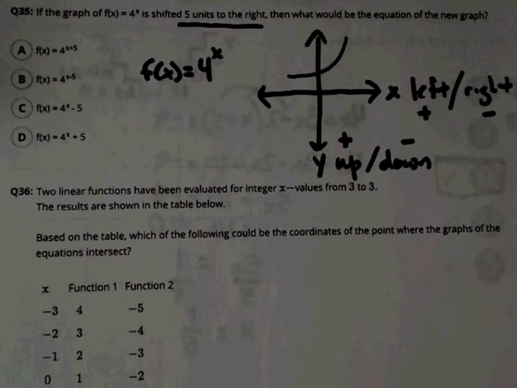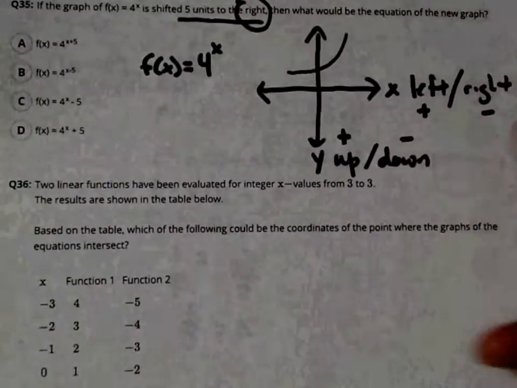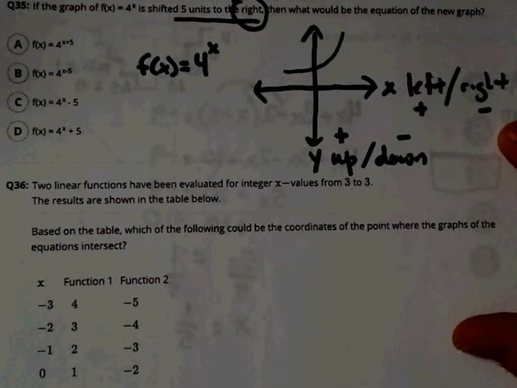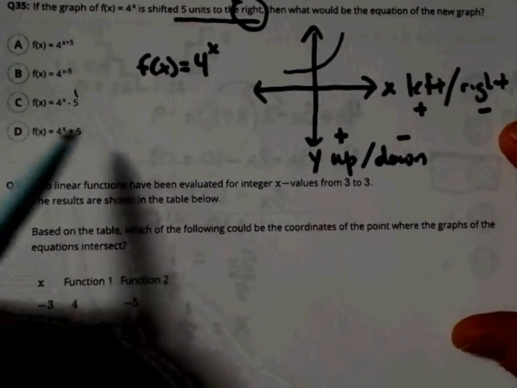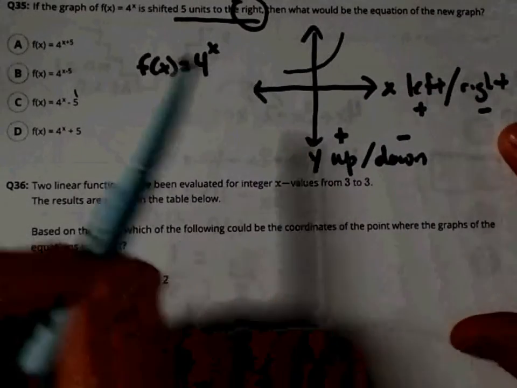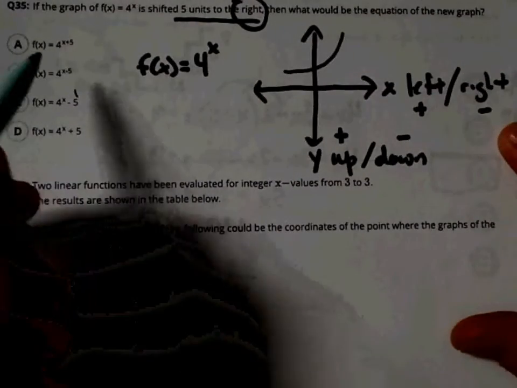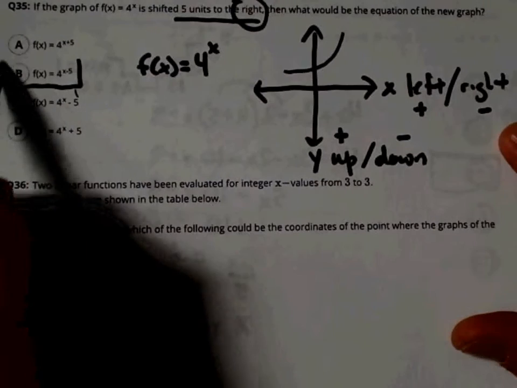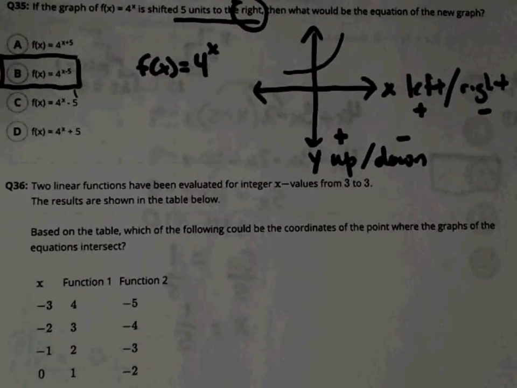Or you could understand the logic of the transformation rules, and that since it's going to go to the right, that's going to fit with the x, and so therefore I look over here where my x's are, and I look for one that is subtraction of 5, and so therefore it would be that one right there. And that's why we just did what we did.